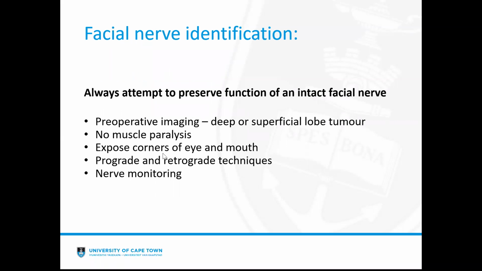So in terms of management of the facial nerve during parotidectomy, the philosophy is to obviously always attempt to preserve the nerve if functioning preoperatively. Multiple techniques are used to identify and preserve the nerve, including the use of landmarks discussed on preoperative imaging to get an idea of where to anticipate the nerve. Intraoperatively, avoid using muscle relaxants, which may mask nerve contraction. And when draping the patient, the corners of the eye and mouth should be visible to witness contractions. Intraoperatively, the nerve can be located using antegrade and retrograde techniques, and also with nerve monitoring.